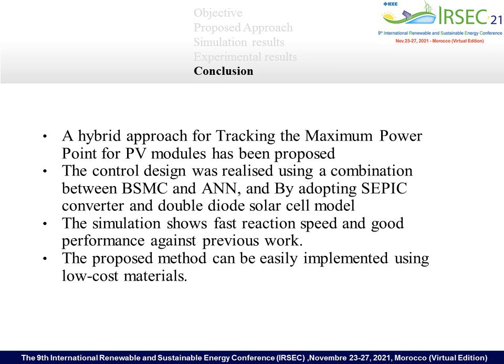The validation of the proposed method has been confirmed using both simulation and experimental results. On one hand, the simulation in Simulink software shows that the proposed controller exhibits its stability and rapidity against the previous works, and on the other hand, the experimental study shows that the proposed controller ensures the maximum power points in the outdoor condition successfully, and it can be easily implemented using low-cost materials.